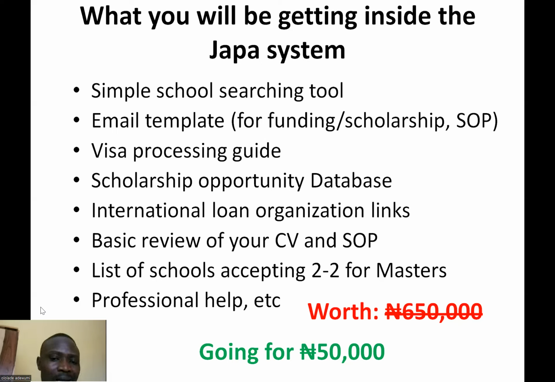Also, we have a list of schools that accept you for masters. We have also a list of popular schools and programs that you can check out. By the way, these are just bonuses. It's not that the JAPA system is saying, get the JAPA system and we are giving you a list of schools. No. Like I said, these are just bonuses. When you get the JAPA system, the very vital tool that you need most is that school searching tool, to search for a school by yourself. And if you are lucky, you can get a school from one of the ready-made lists of schools and programs that are listed in the JAPA system.